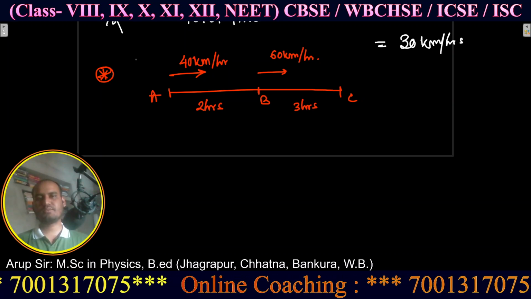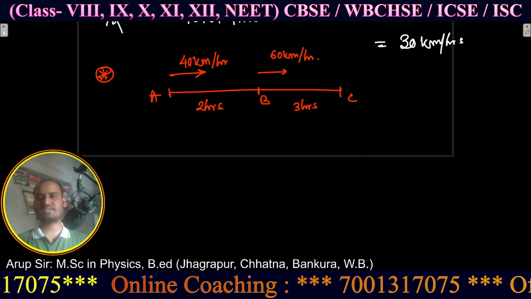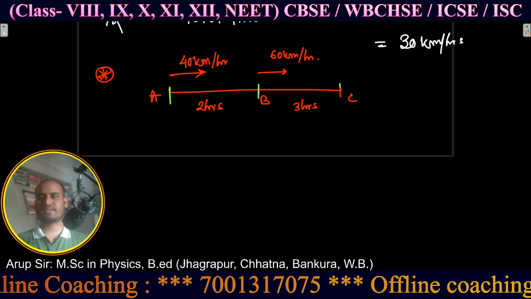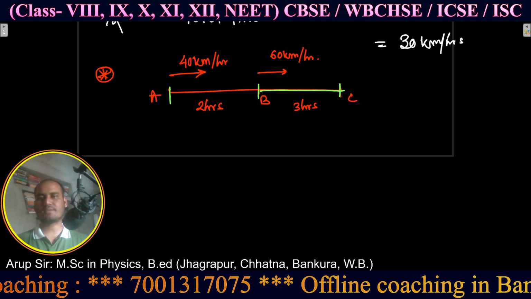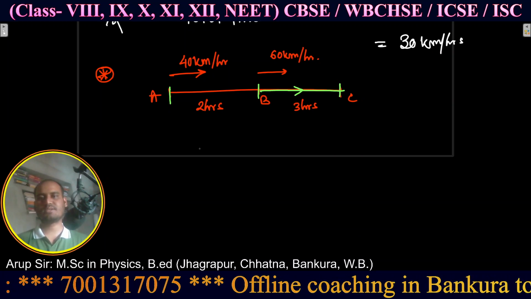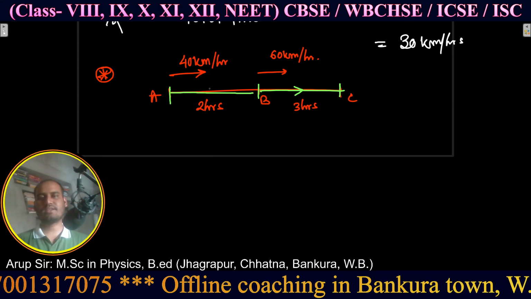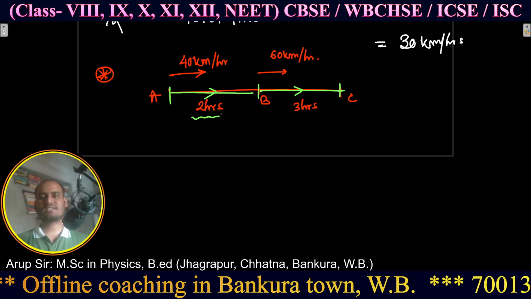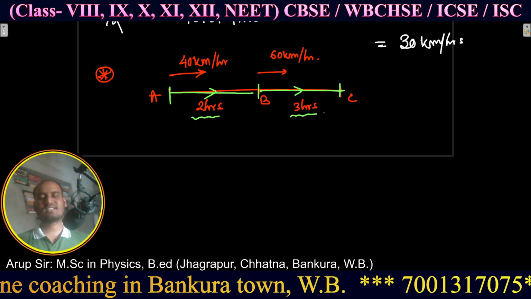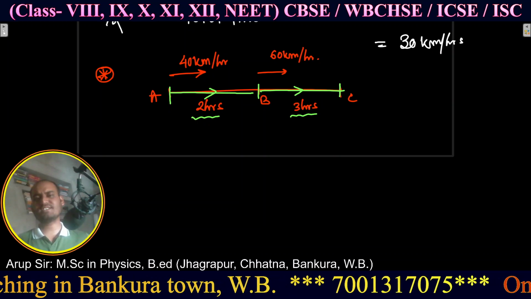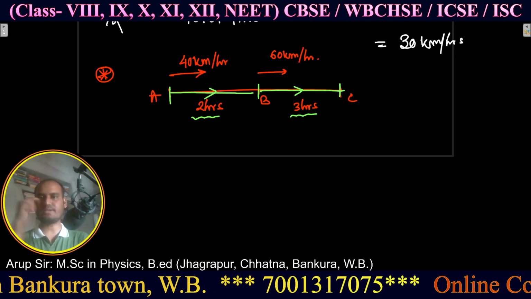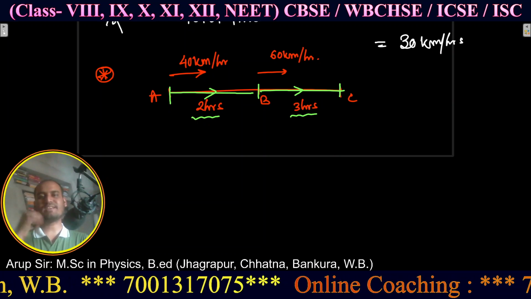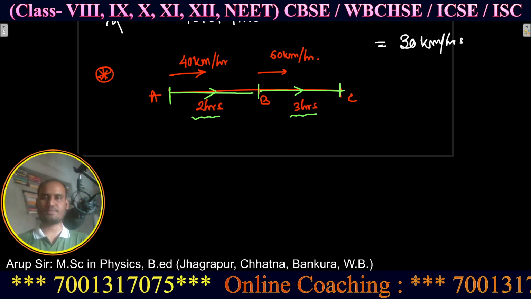Now 40 kilometers per hour is the speed which is fixed over this path. 60 kilometers per hour is fixed over this path, meaning this path is traveled constantly at 60 kilometers per hour. This path is traveled constantly at 40 kilometers per hour. For this path it is taking 2 hours. For this path it is taking 3 hours. Since the velocities or speeds are different for these two paths, this is why we need to calculate the average speed.